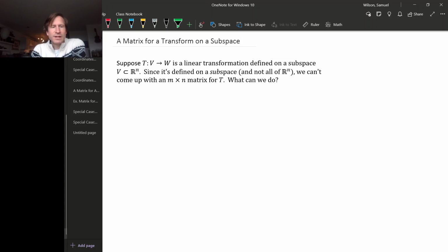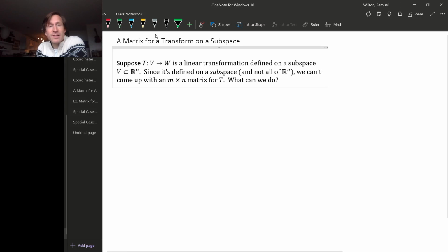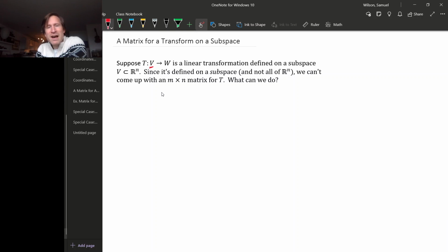We know that every linear transformation from Rn to Rm has a matrix. And we even know how to find that matrix in a pretty straightforward way if we have a formula for the linear transformation. But one thing that we can't do right now is, if we start with a linear transformation that's only defined on some subspace of Rn, we don't have any way of coming up with a matrix for it. So, what can we do?